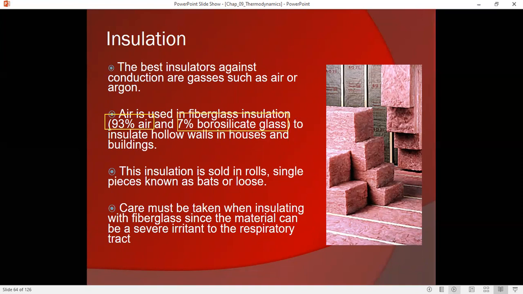And you don't want to get this stuff on you. It makes you very, very itchy. The insulation is sold in rolls or single pieces known as bats. Great insulating material. But again, in installing this, you want to wear a respirator, and you want to wear gloves, because the fibers can be very, very irritating.